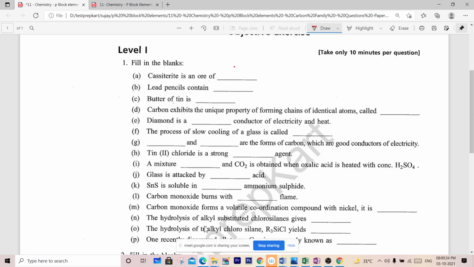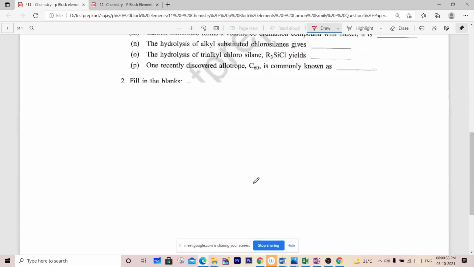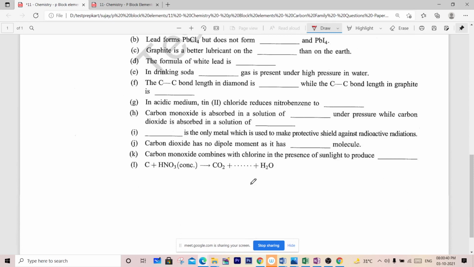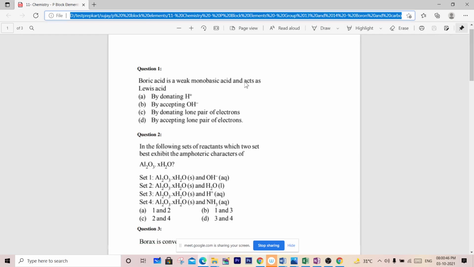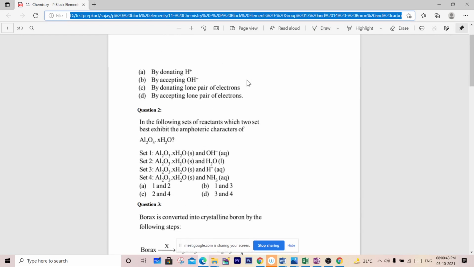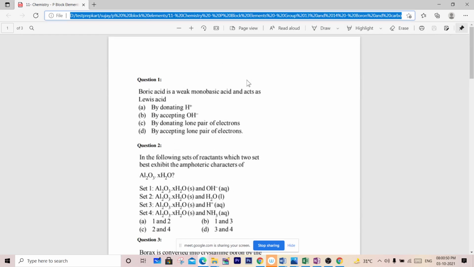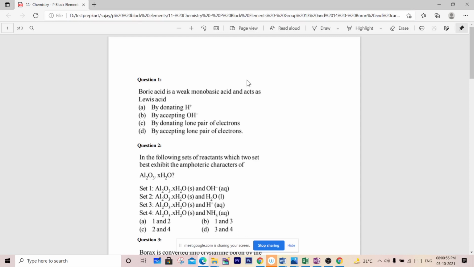Of the boron family, only we will discuss, right? The other families we will not discuss. This carbon family, leave this. Okay, we'll discuss this boric acid. First of all, we'll discuss what boric acid is and what the correct answer is here.